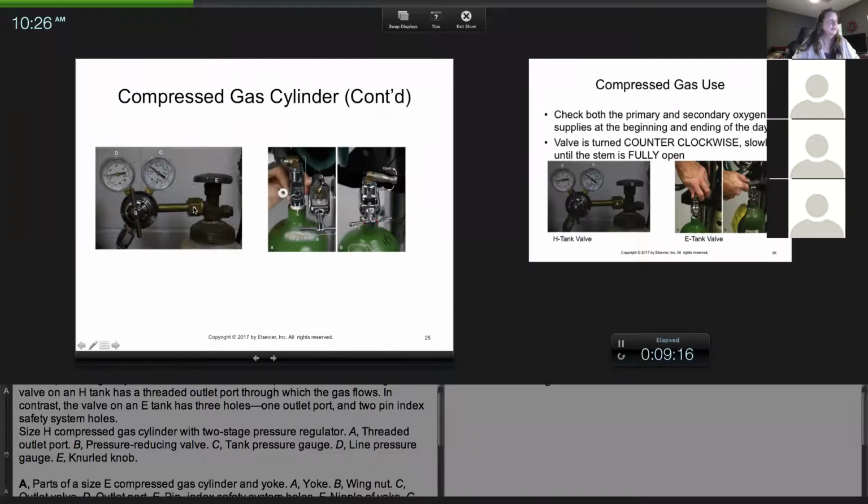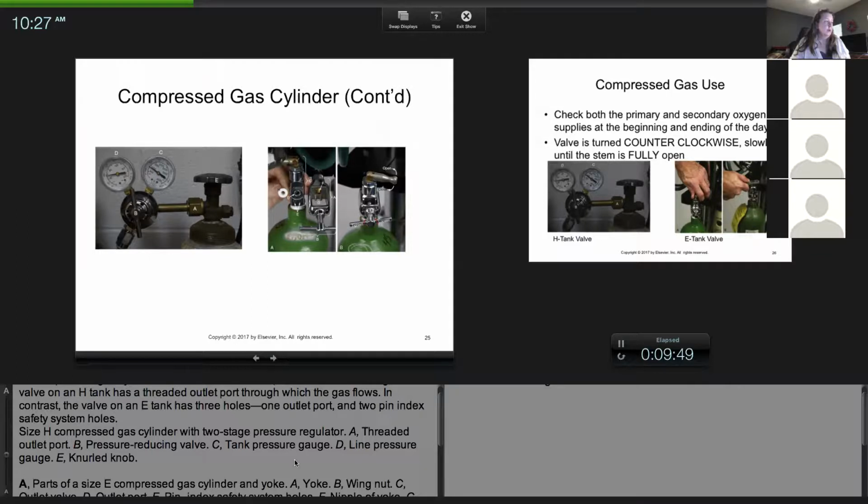A is just the connector of the line to the tank, and E, this is the righty-tighty, lefty-loosey. This is how you turn on the oxygen. So you have the pressure of your tank, pressure gauge, pressure reducing valve, line pressure gauge. Not every machine has a line pressure gauge. Some will. So if you see two gauges here, you just need to know the difference between the two.